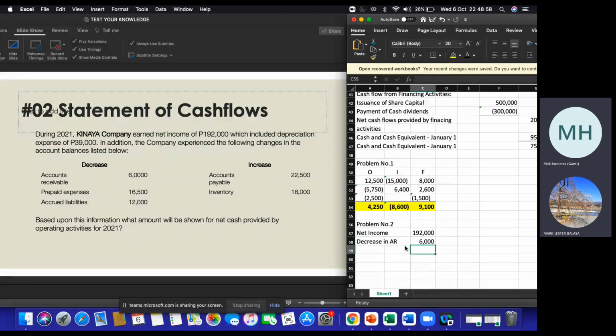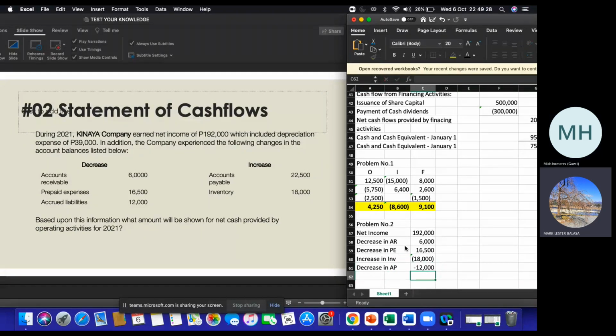Okay? Kasi may collections eh. Bawasan yung cash mo. Okay? Ganun din ang mga decrease in prepaid expense. Okay? Pagdating sa increase in inventory mo, alright, bawas mo naman. Okay? Pagdating sa decrease in accounts payable, nagbayad ka ng accounts payable, nabawasan ng cash mo, bawas natin. Right? Kuha.